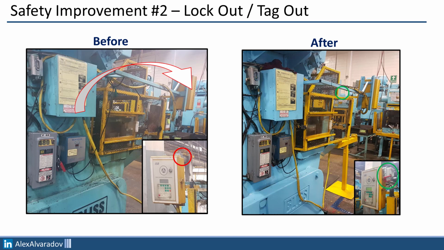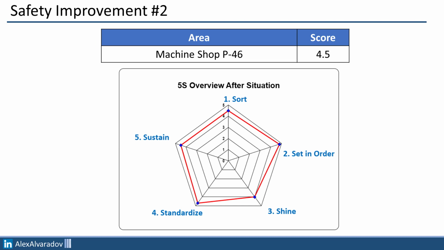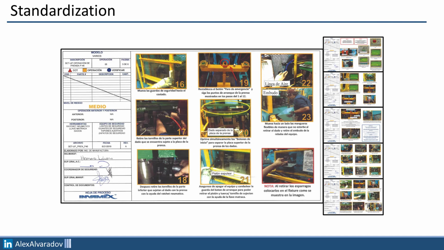Also, the lockout tagout button was relocated from the side part of the press to the front part. This also eliminates walking around the machine during the changeover. After all the improvements we just saw, the team conducted another 5S audit using this radar chart. New score is 4.5 on a scale of 5.